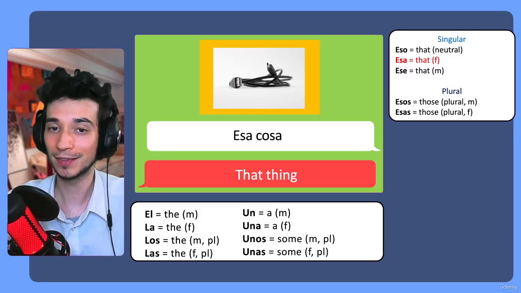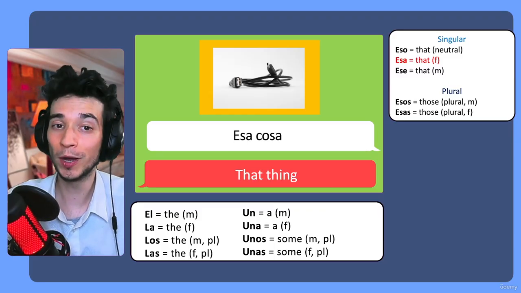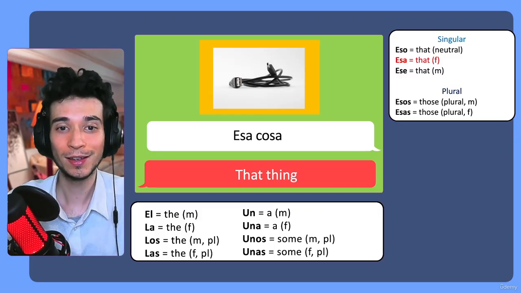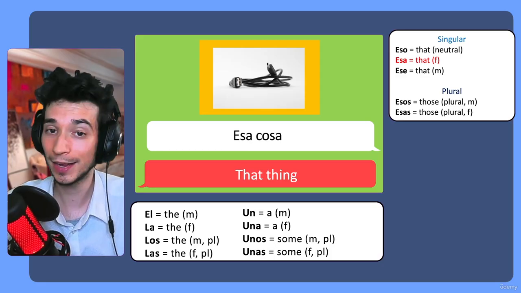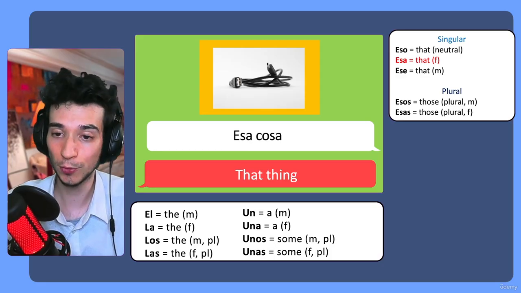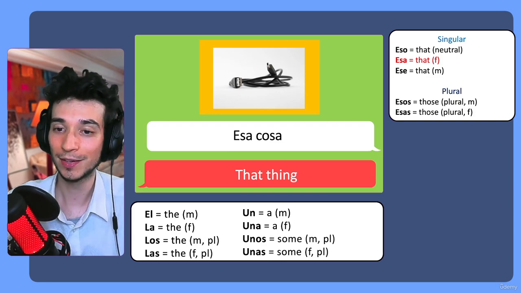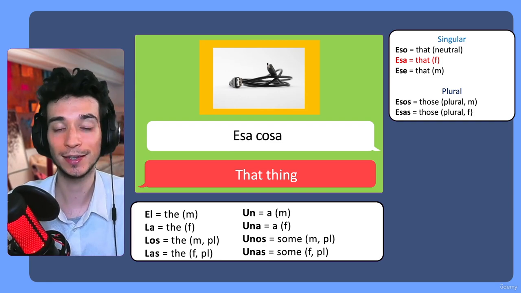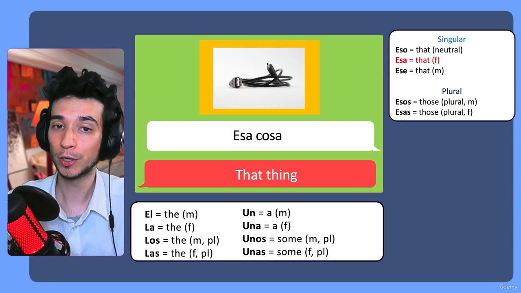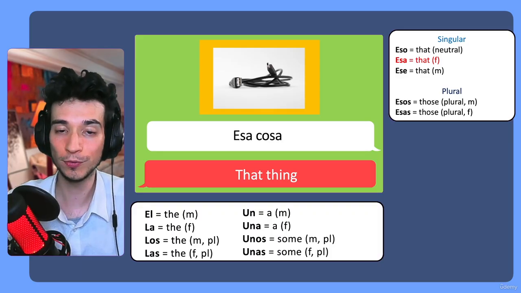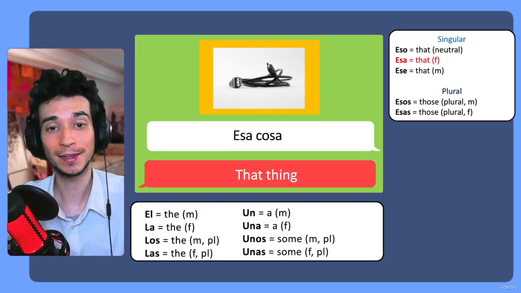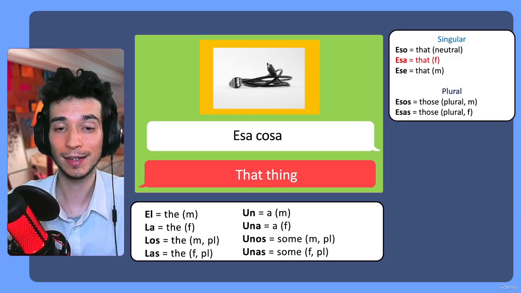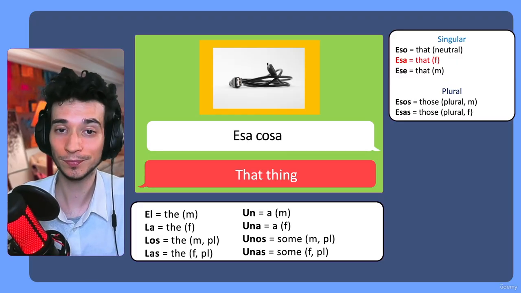Esa cosa, that thing. And if you know what it is, you know it's a cable, you can just say ese cable, that cable, masculine. Ese cable. The word for cable is cable, is the same word but with a Spanish accent. But if you just want to say thing, the word for thing is cosa. Esa cosa. That thing.